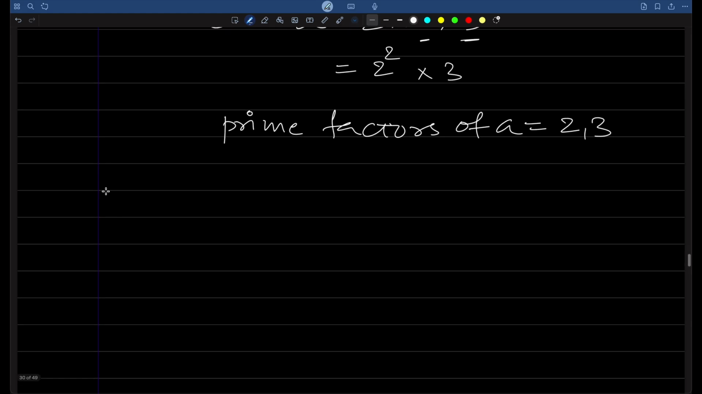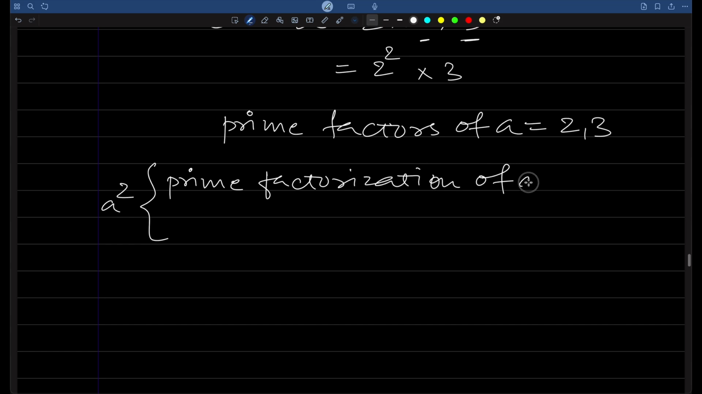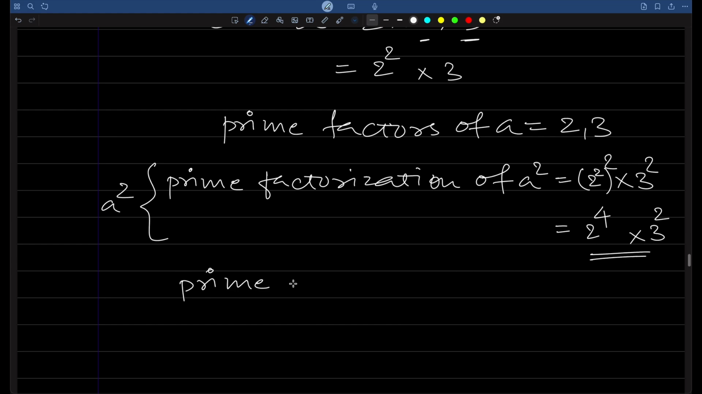Now for a square, prime factorization of a square, that is equal to 2 raised to 4 into 3 square, and prime factors of a square, that is equal to 2 comma 3.